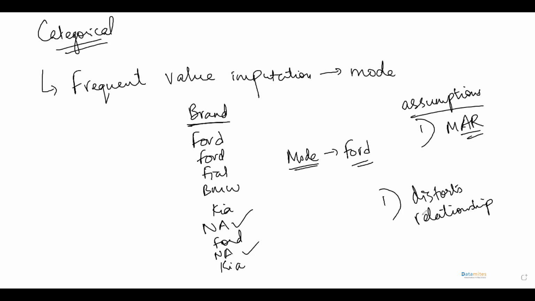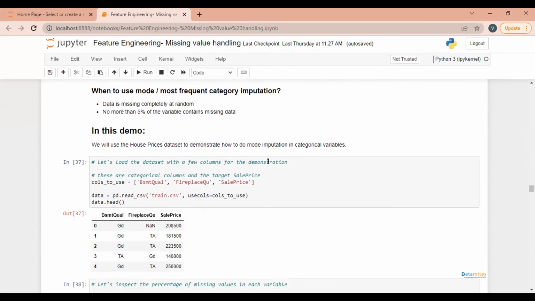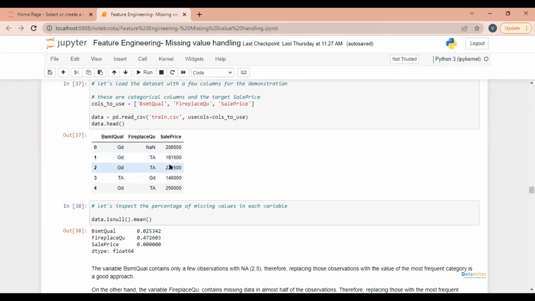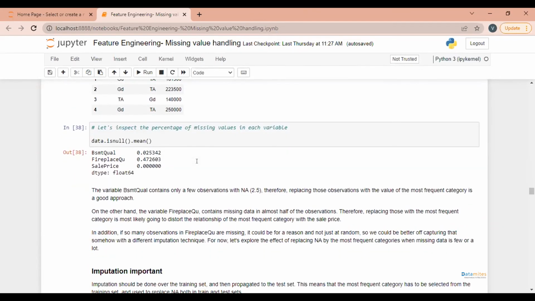So let's observe the code and how it can be implemented, and we will also understand what the effects are. Again, in this case, we'll be using the house price data set. And in that, we will observe basement quality, fireplace quality, and sale price. So we'll take these 3 columns specifically. Both basement quality and fireplace are categorical features, and sale price is the target feature. So here we can see the first 5 entries of the data set, how it looks. And let's also check the percentage of missing values that we have.